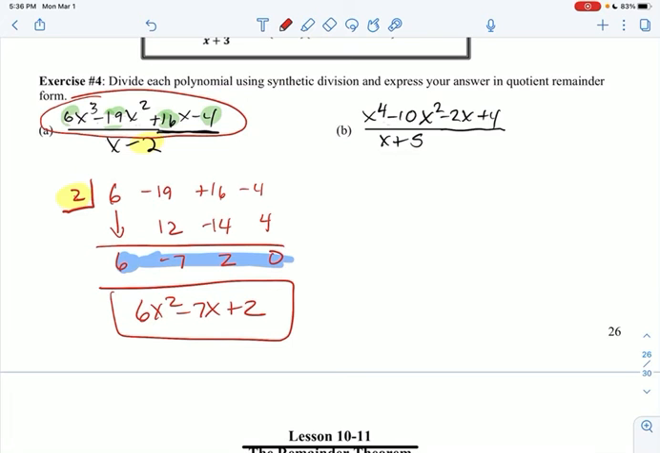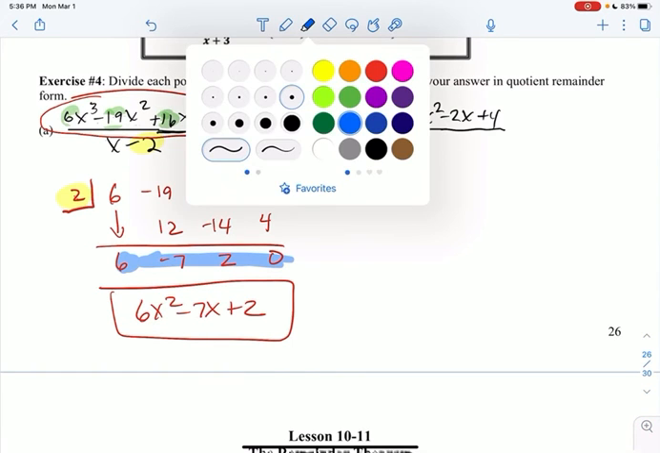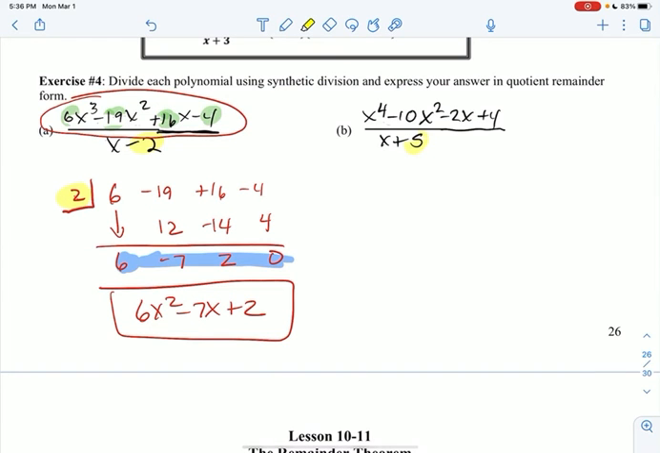All right, let's try one more. So this number right here is going to be here. And that number has to have the opposite sign, so it's going to be negative 5. I'm going to take all these exponents. So there is a 1, that's x to the 4th. I'm missing an x to the 3rd, so I need a 0. Then negative 10 for the x squared, negative 2 for the x, and 4 for that.